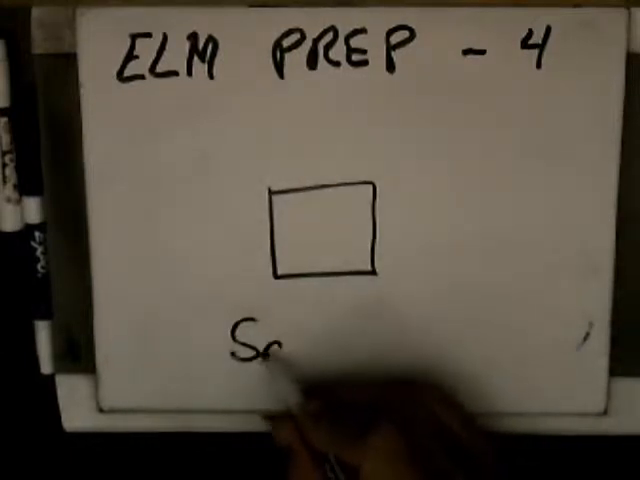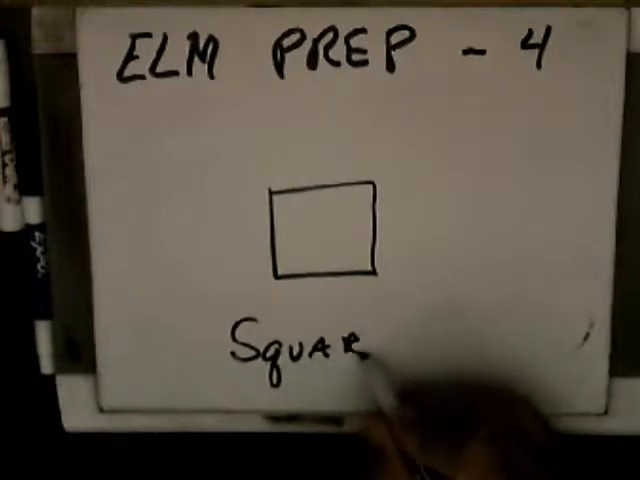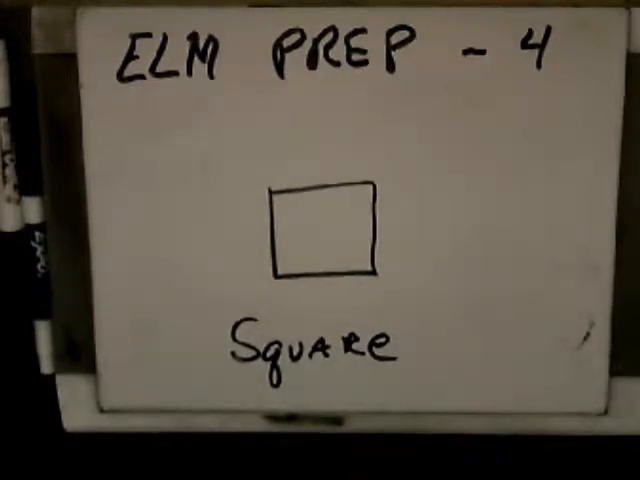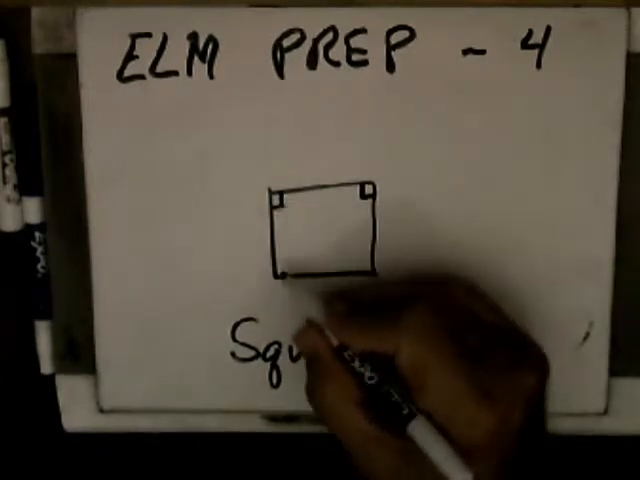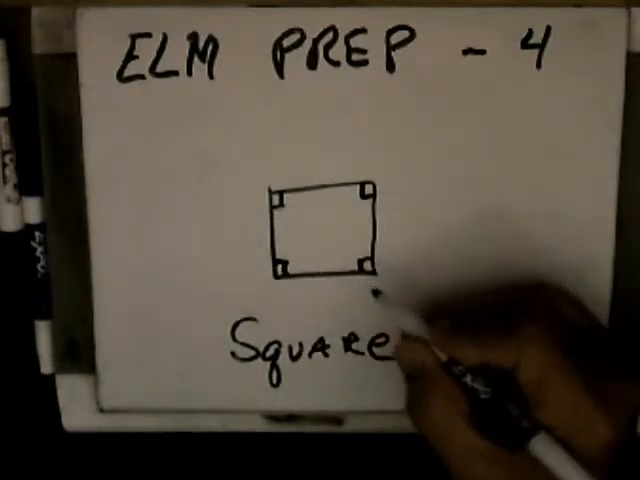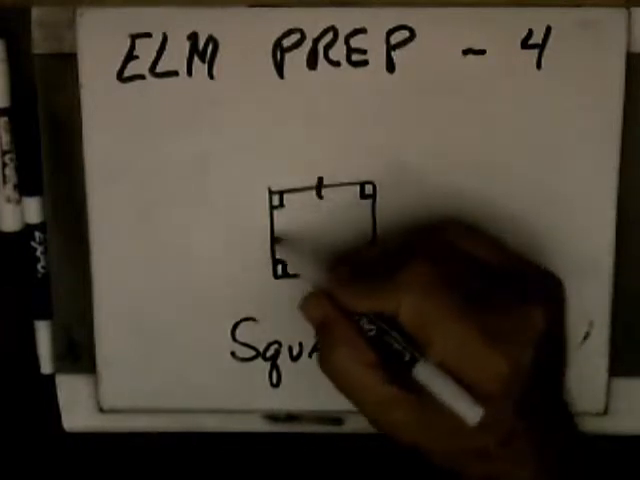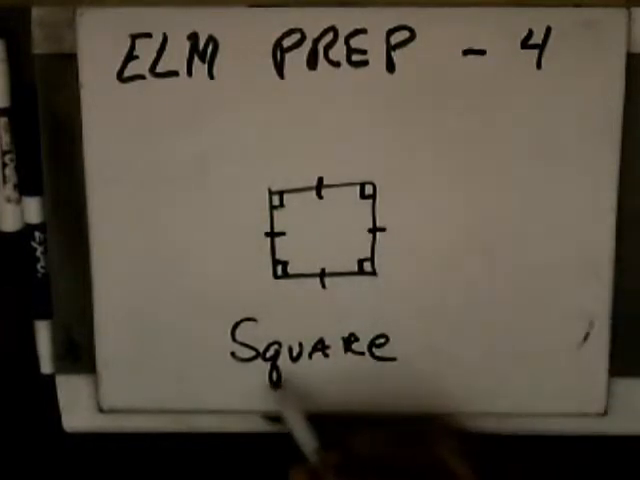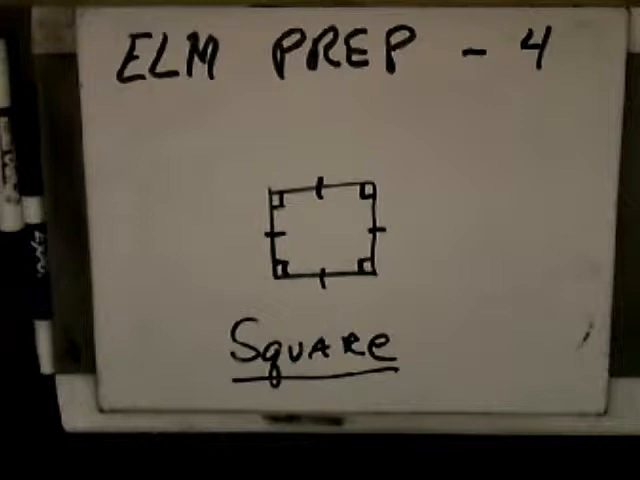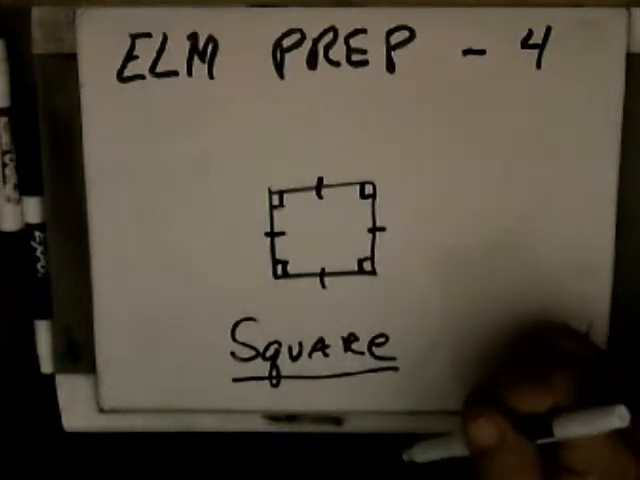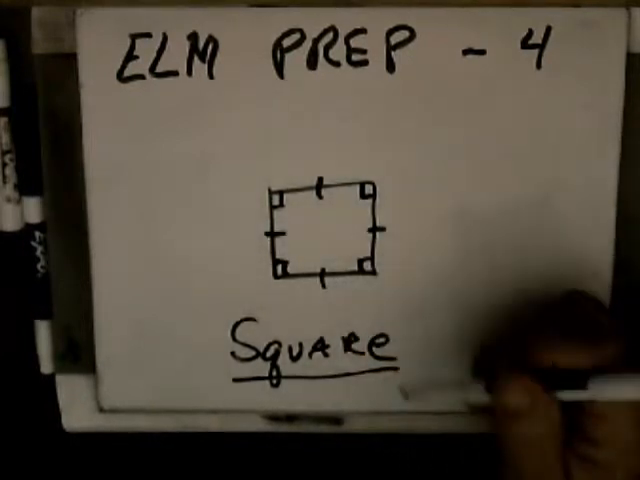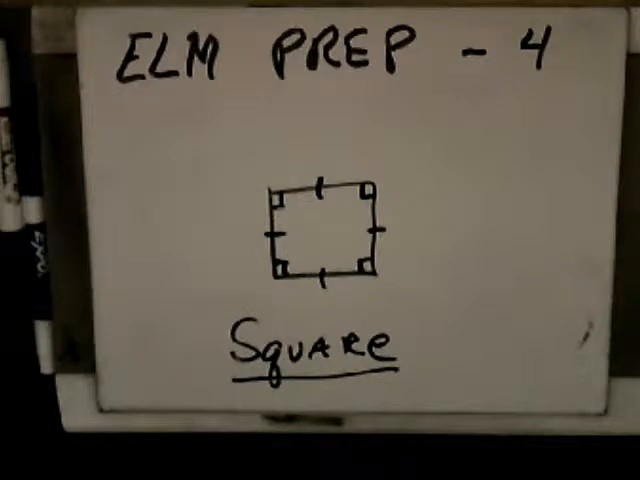Well, if I tell you it's a square, you automatically know some things about this. We know that each of these angles is a 90-degree or right angle. We know that all of the sides are in fact equal to each other because it is a square. The definition of a square is it's a quadrilateral with perpendicular sides that are equal. It's equilateral, meaning all the sides are equal. So the very fundamental thing we're talking about is a square.